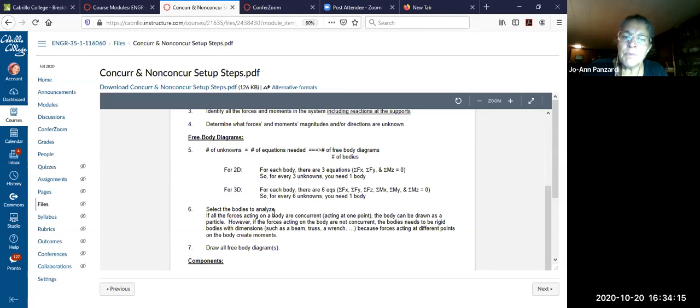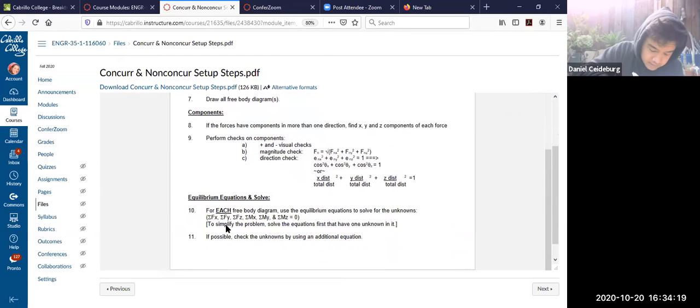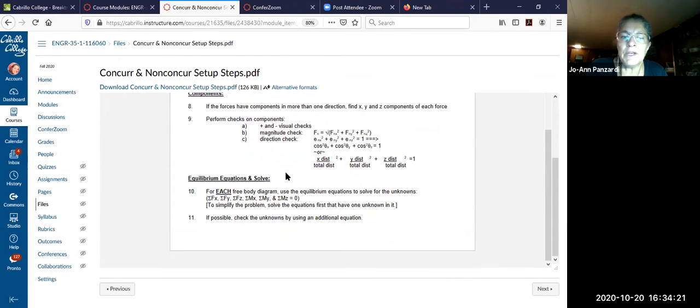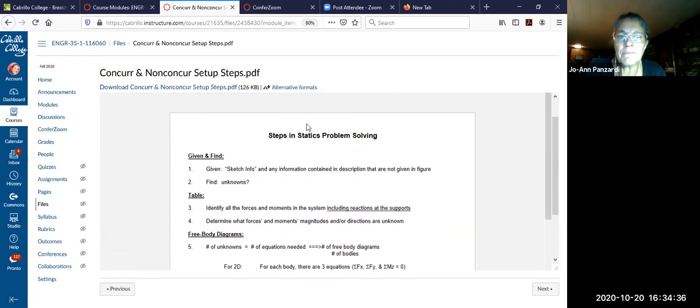And then we figure out which body to analyze. We draw the free body diagrams. We do the components and the checks. And then we do our equilibrium equations. And we're going to solve the equilibrium equations in the most efficient way. Okay, most efficient way. So I'll leave the steps up here just as a reminder.